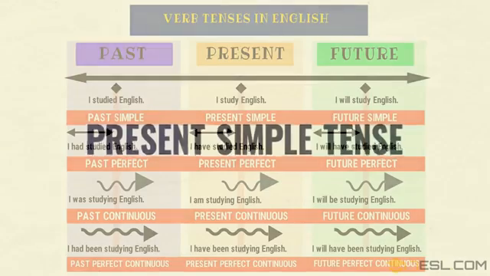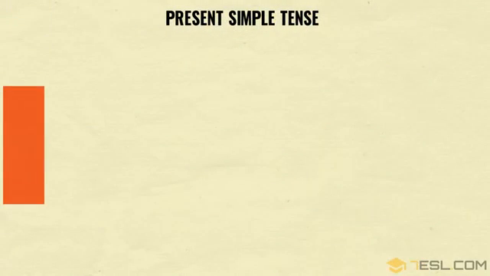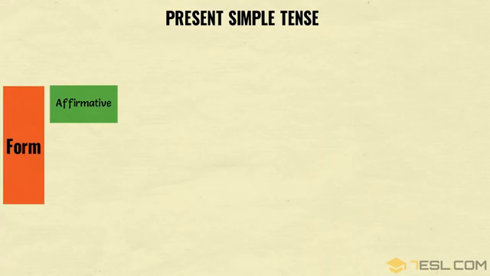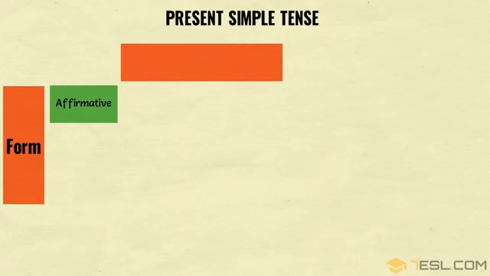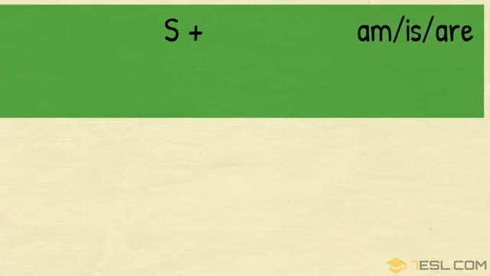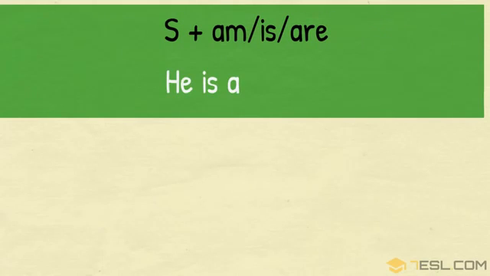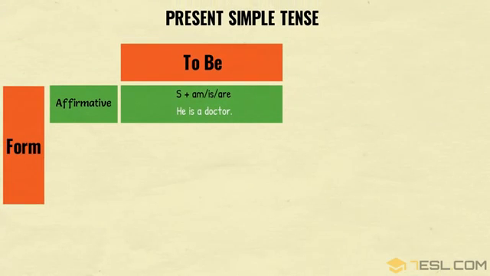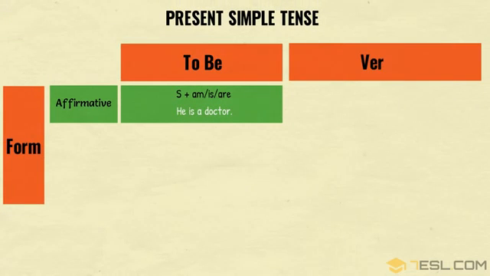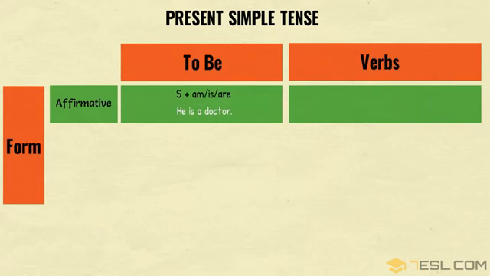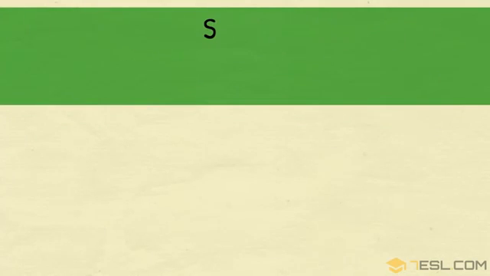Present simple tense. Form. Affirmative. To be: subject plus am, is, or are. He is a doctor. Verbs: subject plus verb. I like tea.